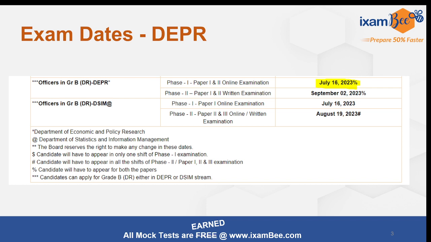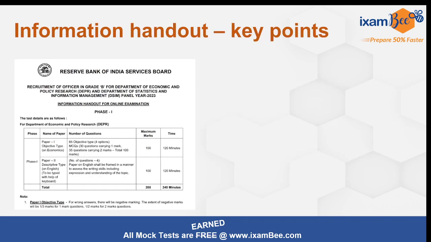The exam for DEPR phase 1 is going to be held on 16th of July, and this will consist of two papers, paper 1 and paper 2. Paper 1 is your economics, objective in nature, and paper 2 is your English, descriptive in nature, right? So in the information handout that has been released today, they have given details on the number of questions and how the marking system is going to be. This is available on the website of RBI also.